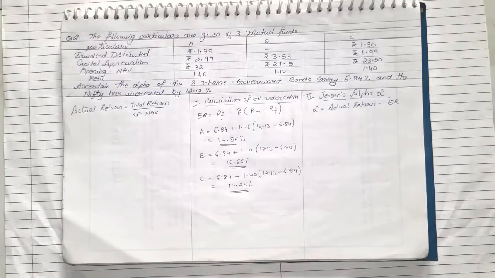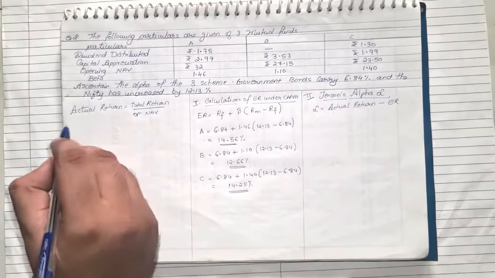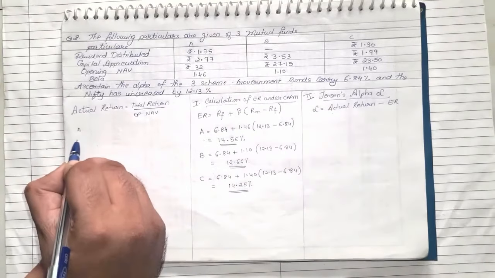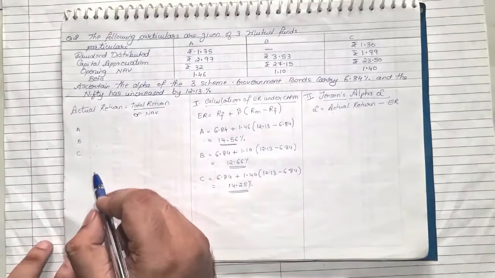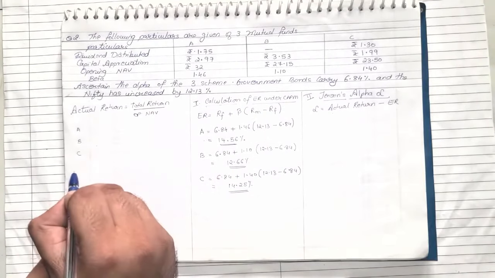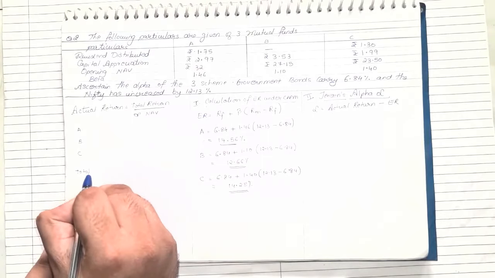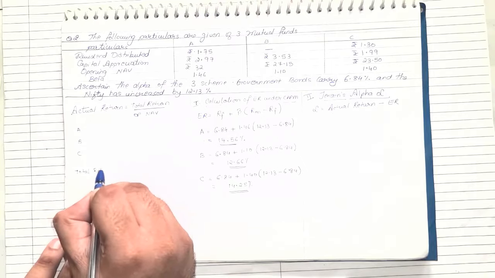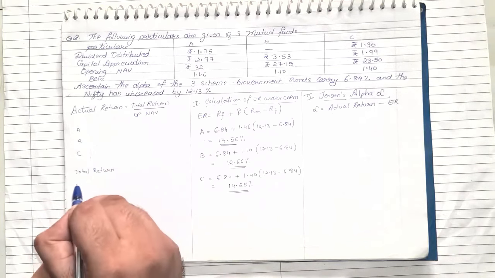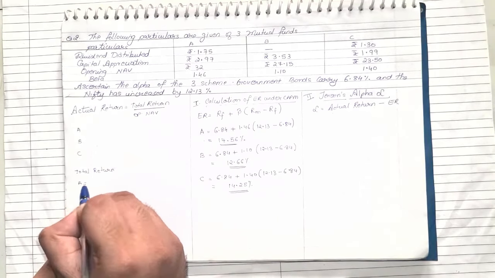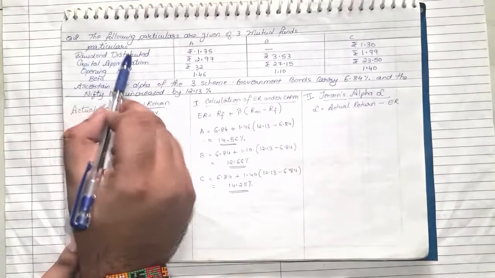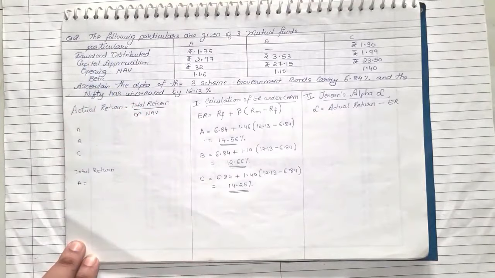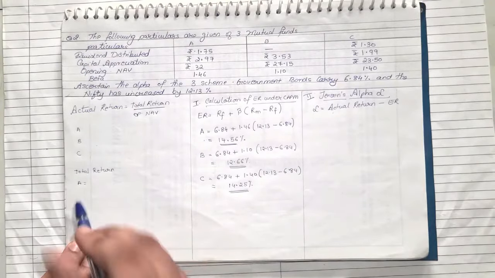Now, so what I'll write here, actual return of A, B and C. Okay, I'll just leave a little space so that we can solve it and get those values. Now I need to find the total return. Okay, now total return ka formula, for scheme A, you can keep it simple, it's like dividend which has been given plus the capital which has been appreciated. Okay, so that will be basically the total return.